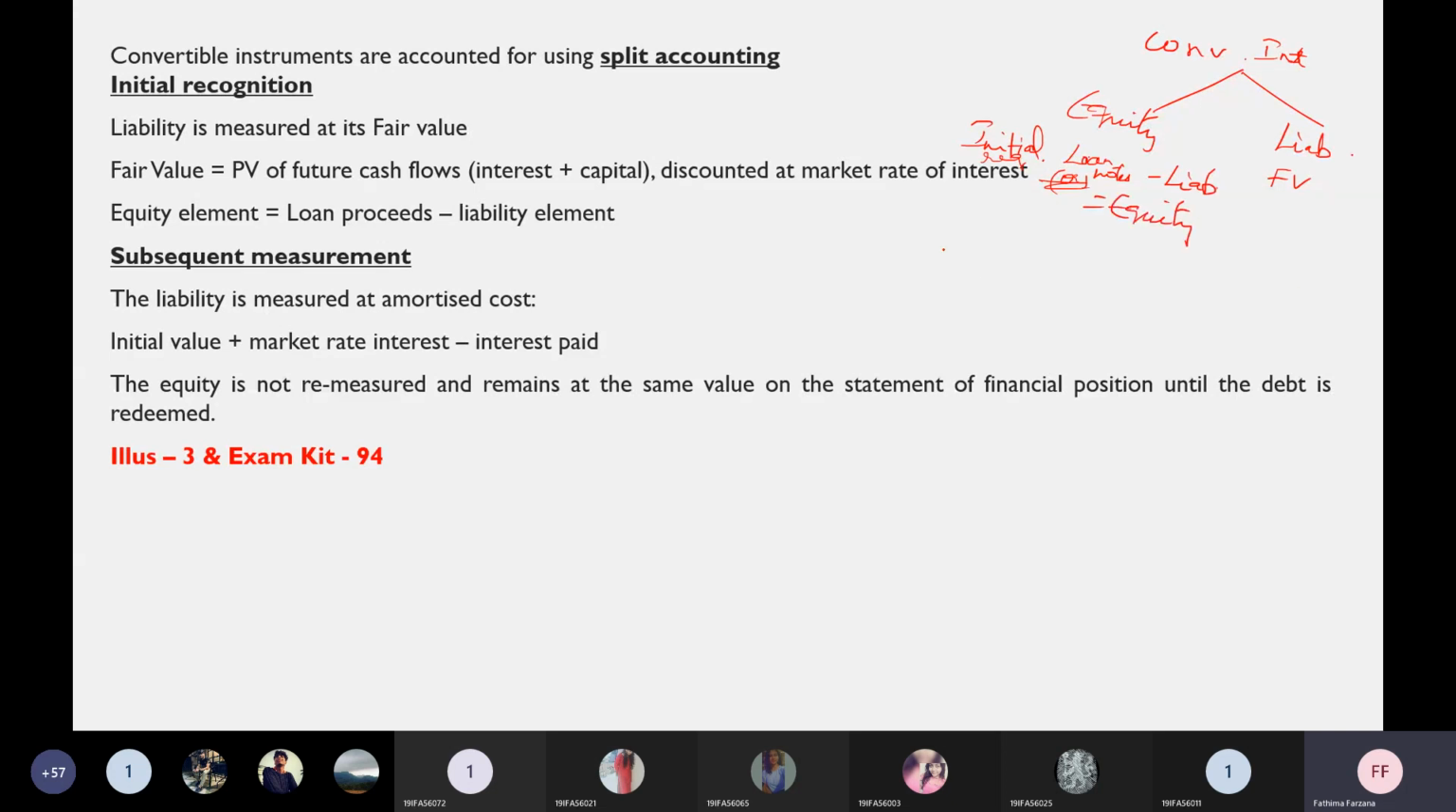And later on, subsequent measurement: if you see the liability, as I said, it will be considered at amortized cost, so the amortized value will be used. Whereas equity, we will not revalue it again; it remains the same.